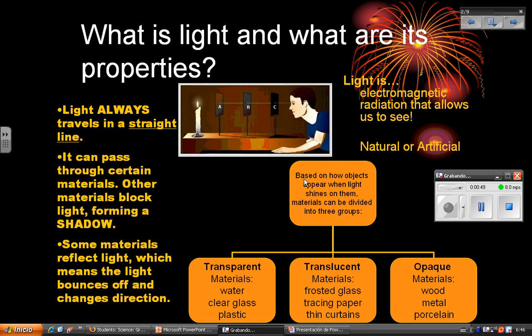Based on how objects appear when light shines on them, materials can be divided into 3 groups. The first group is transparent materials. That includes water, clear glass, and plastic. The second group is translucent materials. That includes frosted glass, tracing paper, and thin curtains. The last group is opaque materials. That includes wood, metal, and porcelain.